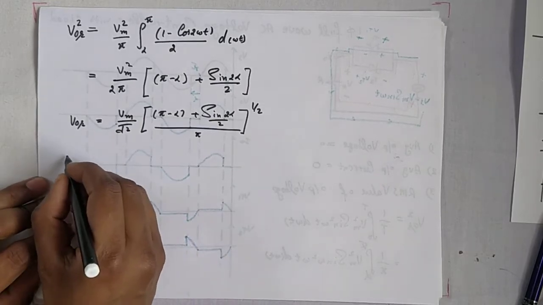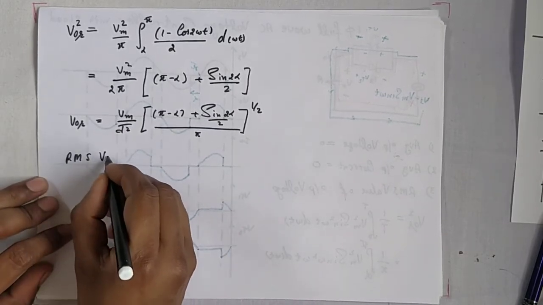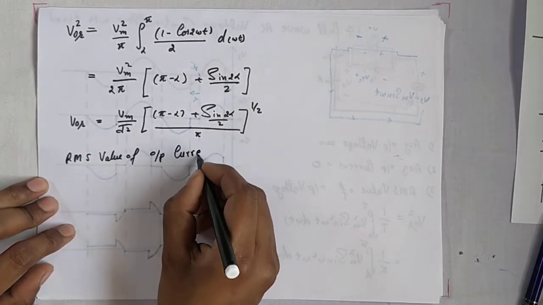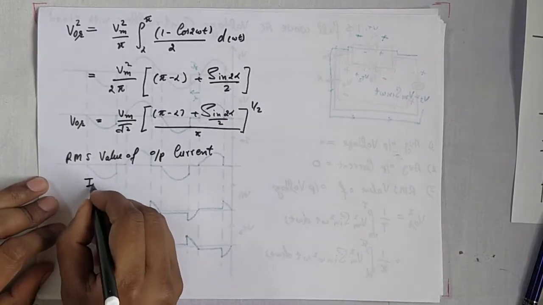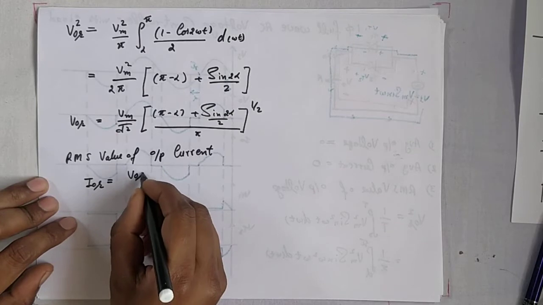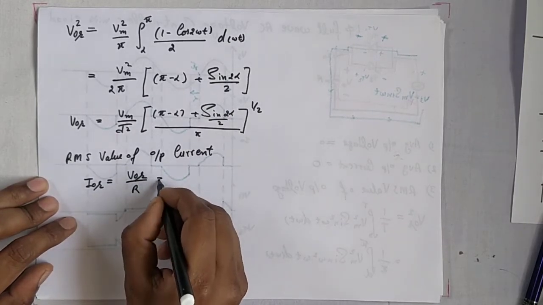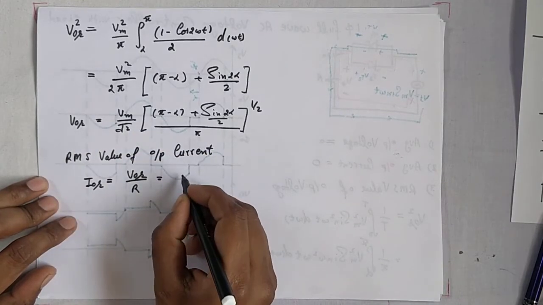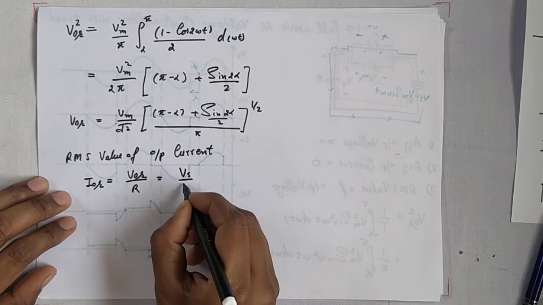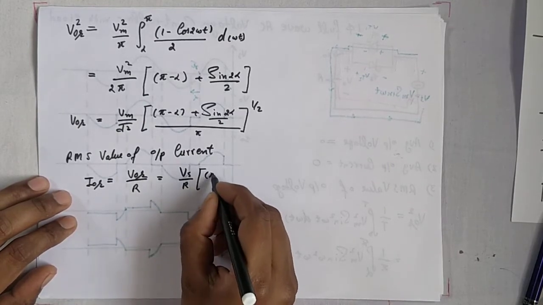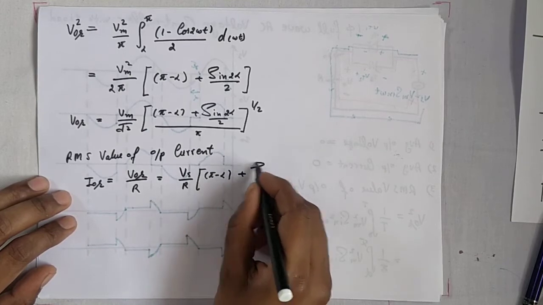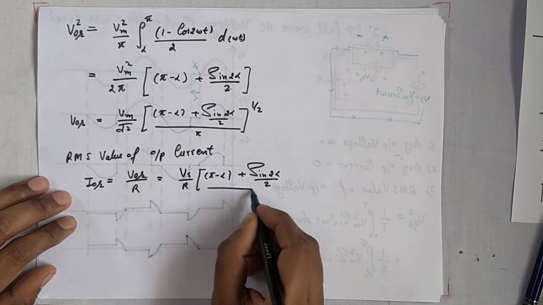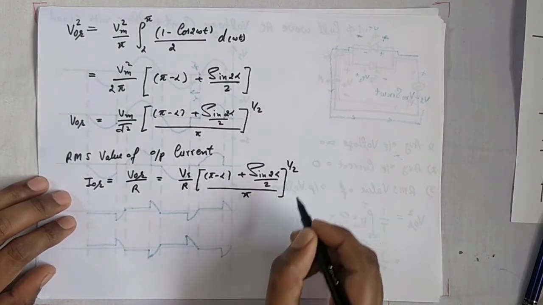RMS value of output current. IOR equals VOR divided by R. So this will become, this Vm by root 2 is Vs, so you can also write Vs divided by R, times pi minus alpha plus sin 2 alpha divided by 2, divided by pi, power 1 by 2.